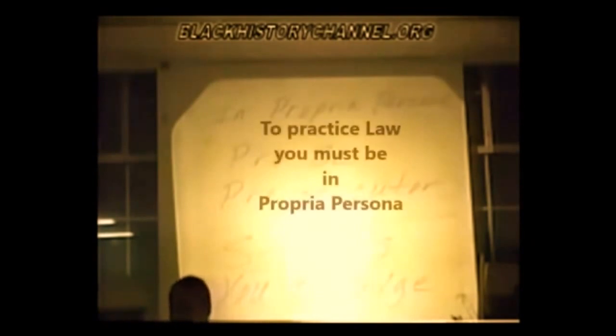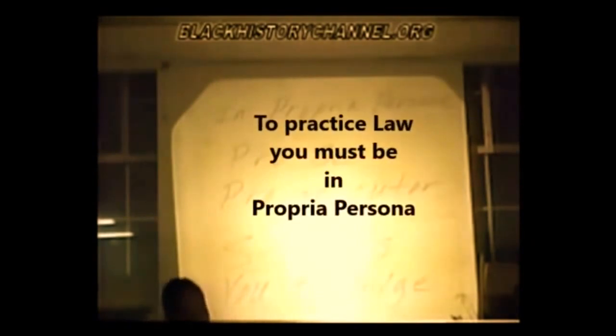Because in order to have a license to practice law, you must be in your proper person. And in order to be in propria persona in this country, whether that be North America, Central America, or South America, you must be a Moor. If they want to be sovereign, they've got to go home. They cannot be sovereign here.